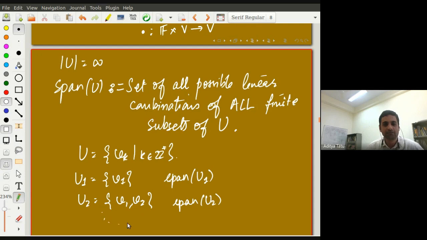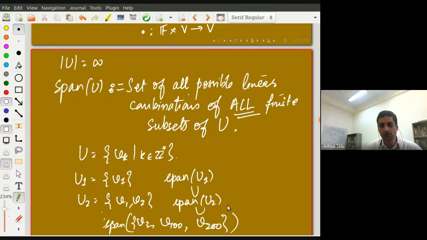So similarly, have as many, which is why I wrote this in bold, all finite subsets. It doesn't matter whether some elements have already been covered in some other finite subset or not, right? All finite subsets. So for example, V3, V100, V200 is also a finite subset of U, right? So take that as well. Take union of all of these.